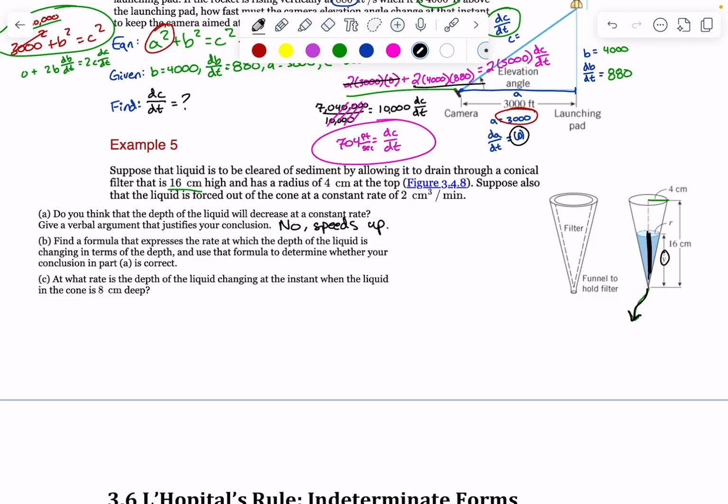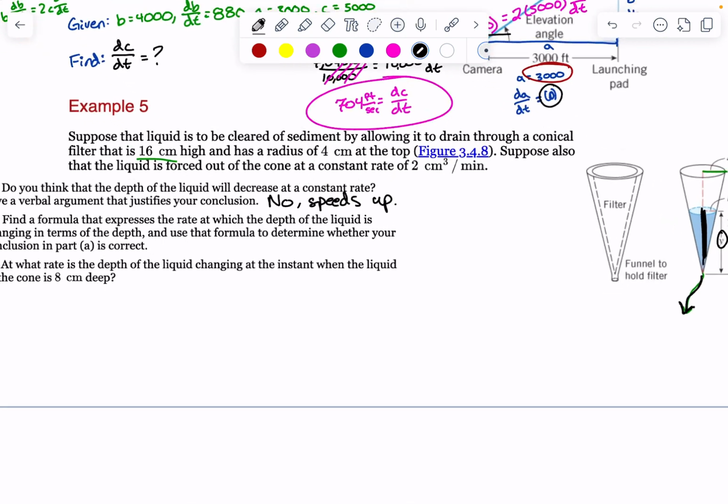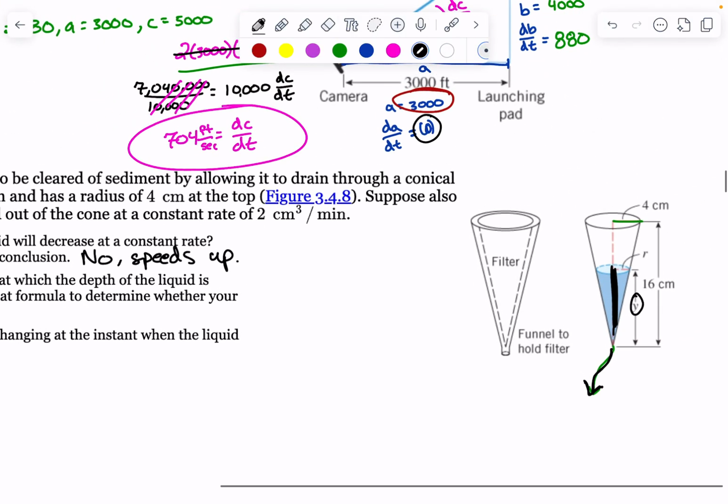Find a formula that expresses the rate at which the depth of the liquid is changing in terms of the depth, and use that formula to determine whether your conclusion in part A is correct. All right, here we go. So, we need the volume of a cone. Do you know what the volume of a cone is? 1/3 the volume of a cylinder. Volume of a cylinder is the area of the base times the height.